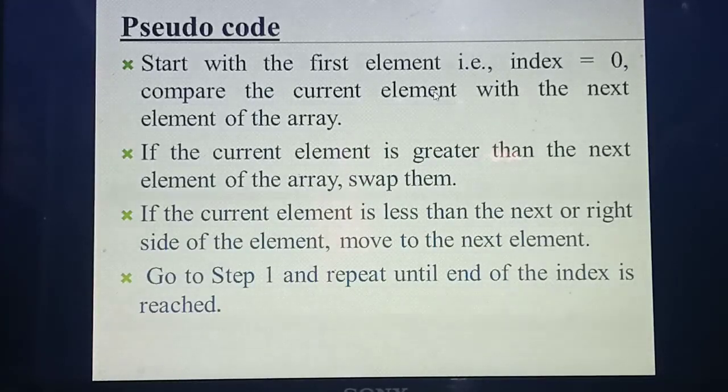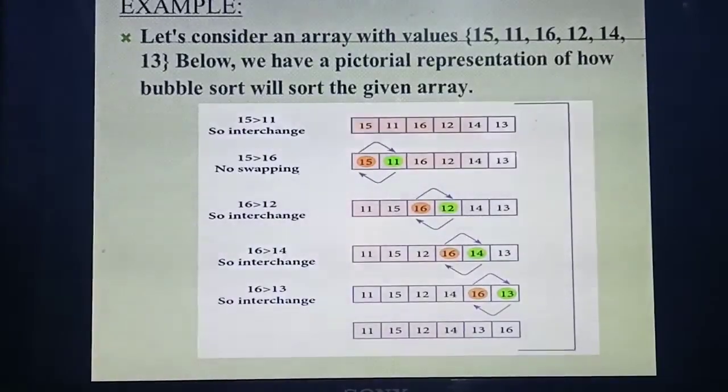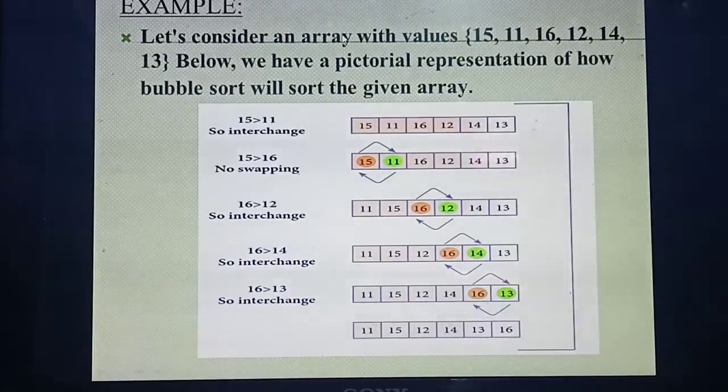Understood? So what is the pseudocode? Always your search starts from the first element. What's the index value? Start element means 0. So you are going to compare each adjacent pair, that is, the nearest element. So comparing each current element with the next element, if the current element is greater than the next element you need to swap them. If the current element is less than the next element you need to move to the right side of the next element. So this will continue till you get a sorted array. Understood? See the example, then only you will understand.